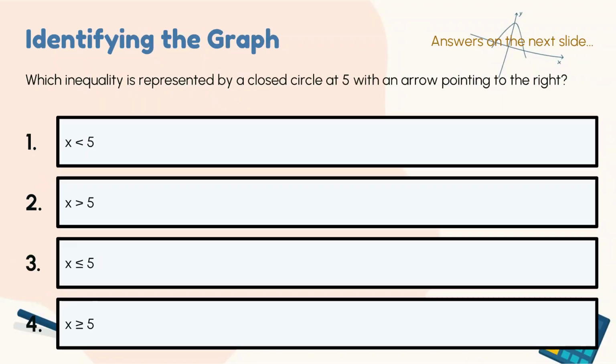Now let's go the other way. Which inequality is represented by a closed circle at 5 with an arrow pointing to the right? Is it x is less than 5, x is greater than 5, x is less than or equal to 5, or x is greater than or equal to 5? Pause the video and think carefully. The closed circle tells us whether 5 is included, and the arrow tells us which direction the values go.